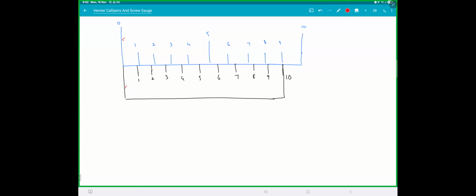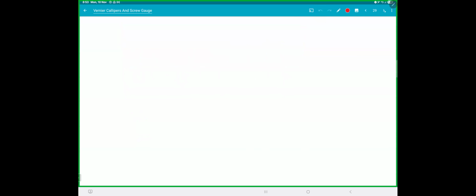Now, tell me one thing. If I move this Vernier scale by 0.1 mm forward, little 0.1 mm, which division will match? The first division and the first division will overlap. If I push this by 0.4 mm, then which division will match? This 4 and this 4 will overlap. So if I want the 7th division to match, how much should I push? 0.7 mm. Everyone understood this? This is the main concept. If you understood this, then you're done.